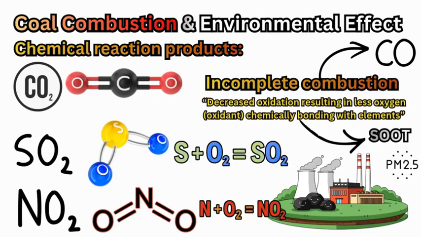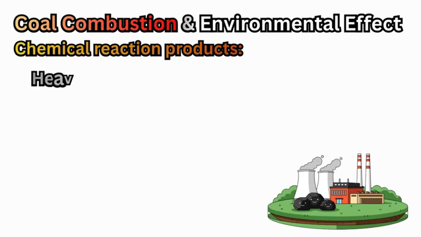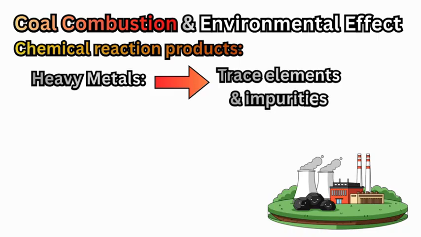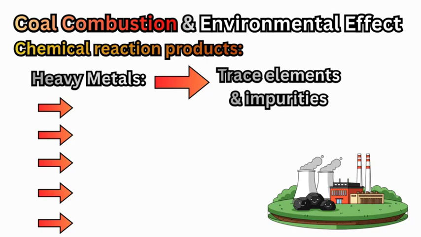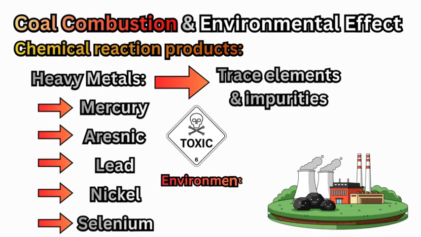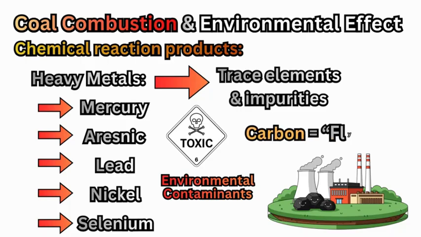In addition to the different gaseous compounds, you also have the heavy metals, which are trace elements and impurities in the coal that are released after combustion. These include mercury, arsenic, lead, nickel, and selenium. And in high concentrations, these can be toxic for the environment. And we also have unburned coal, which can produce soot, and a term called fly ash, which is a mixture of silica and iron and is a main component of the coal combustion residues, or CCR.